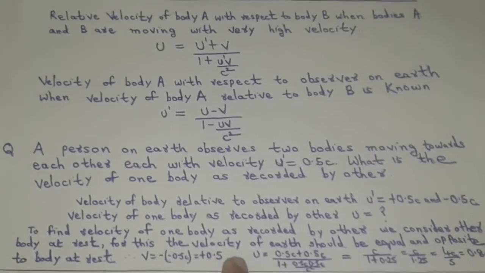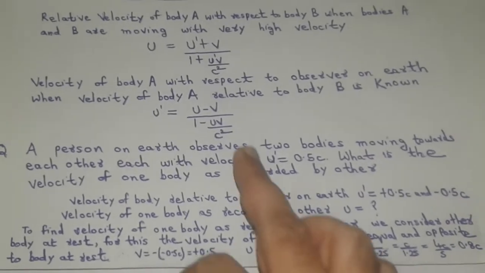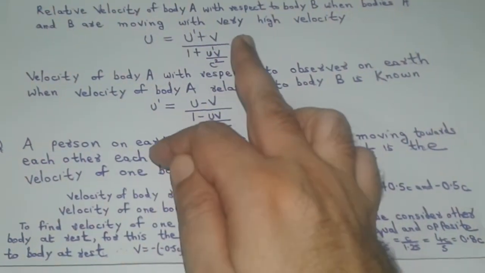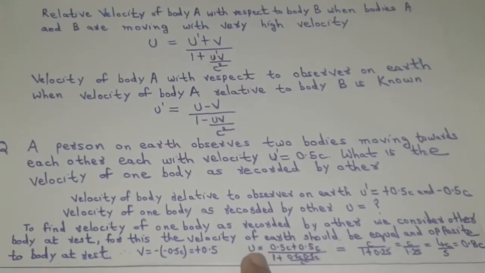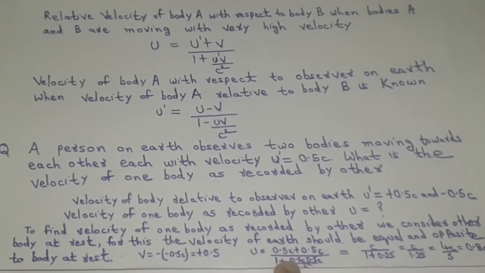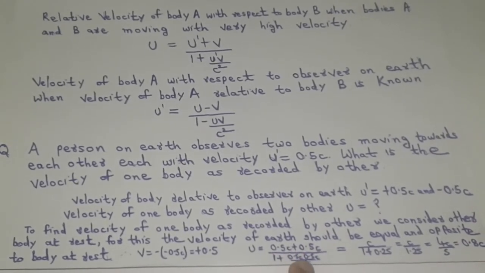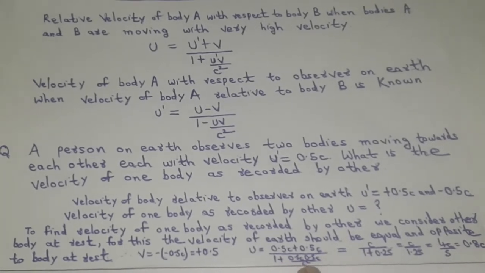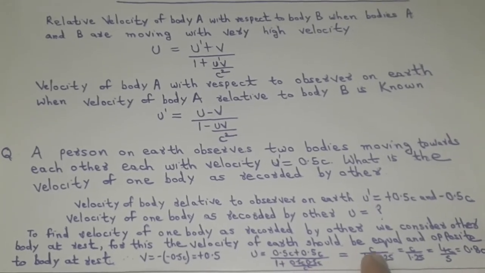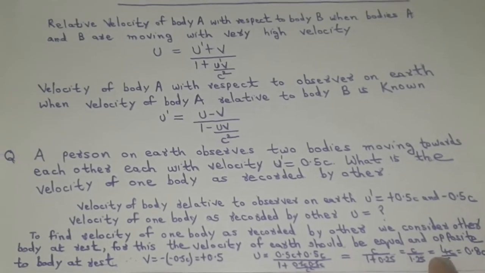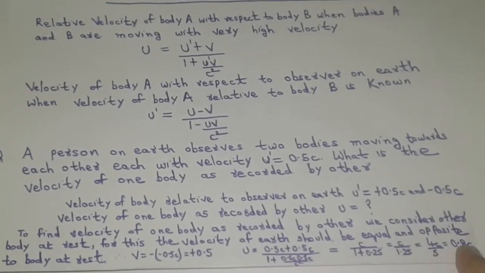So substituting this value of u' and v, we get the relative velocity u as (0.5c plus 0.5c) upon (1 plus 0.5c into 0.5c upon c square). On simplifying, we get c upon (1 plus 0.25) or c upon 1.25, which can be 4c upon 5 or 0.8c.